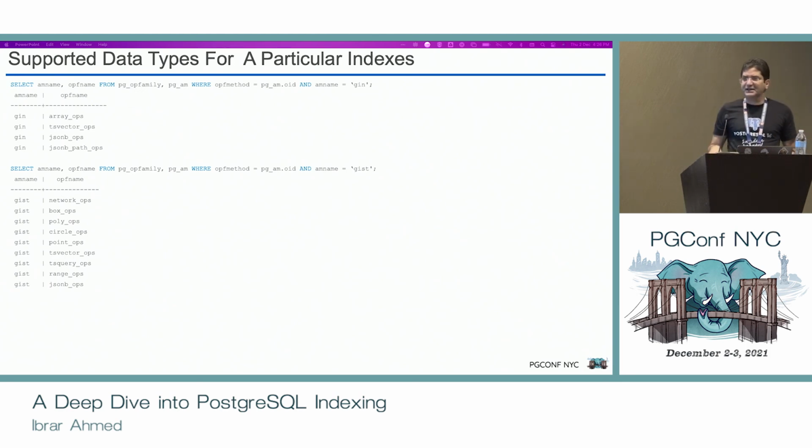Sorry about that, you can get the slides. It's quite small, it is quite a big list. It shows which operators GIN supports and which operations GIST provides. If you just change the name here, GIN, GIST, hash, B tree, BRIN, it will give you the list of which operators are supported and which data types are supported.